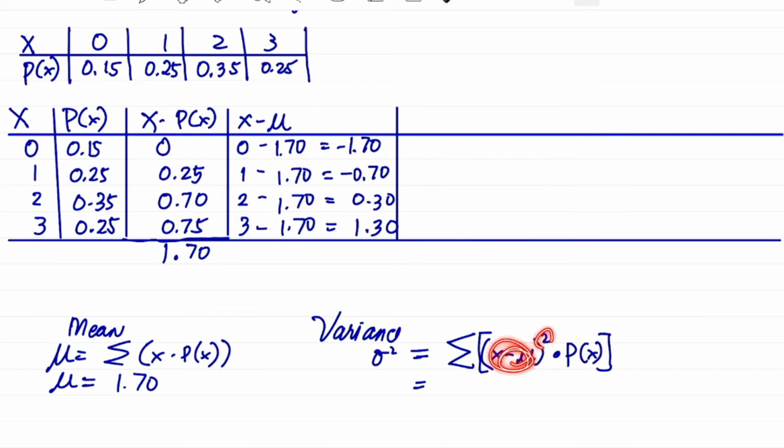Next thing to do, square. Square the difference. So the difference of x minus mu is negative 1.70, negative 0.70, 0.30, and 1.30. So this is the difference. So in the formula, we're going to square. So square of this.